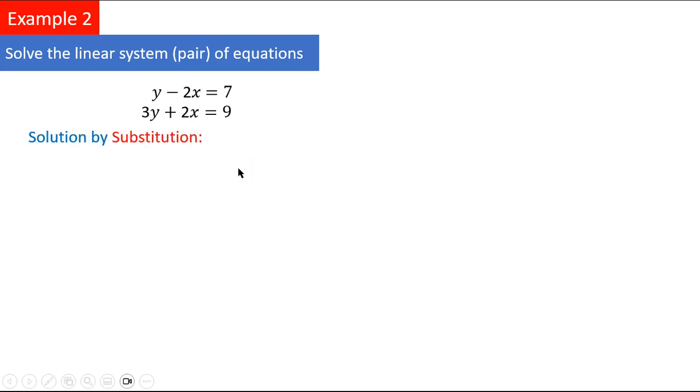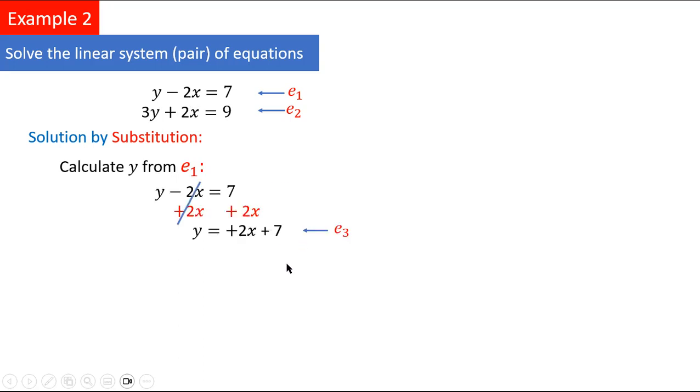But first, let's do a substitution. If I want to do a substitution, then I have to find the value of one variable, y or x, from one equation and substitute it into the second equation. So I'm calling this E1, this is E2. Now calculate y from E1. All I have to do is move this term to the other side. So here's the equation, add 2x. So y is equal to 2x plus 7. I'm calling this equation number 3.